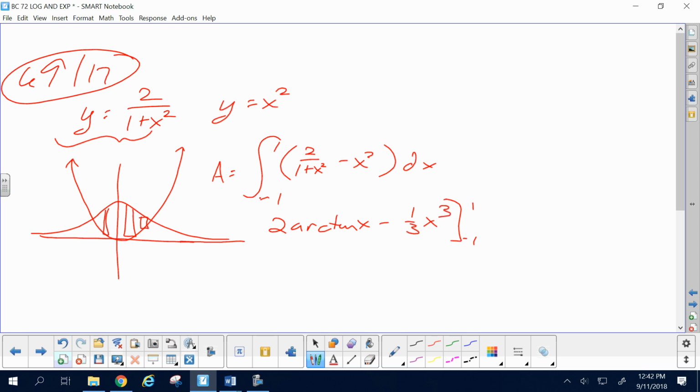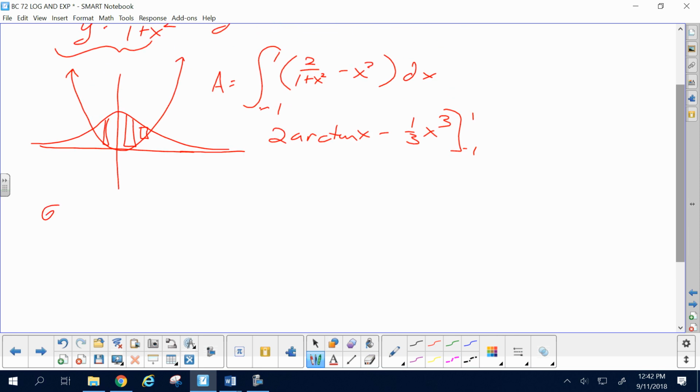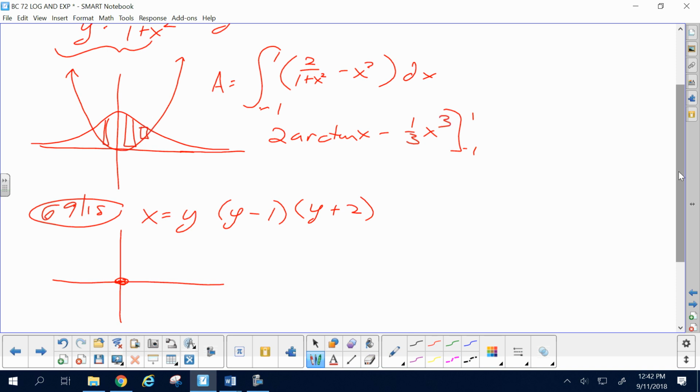Let me just go here so you can still see that. 69, 18. Definite integral. So you have this x equals y times y minus 1. This is obviously a relation, not a function, at least a function of x. It's definitely a function of y. You have y-intercepts of 0, 1, and negative 2. Question is how to connect the dots.